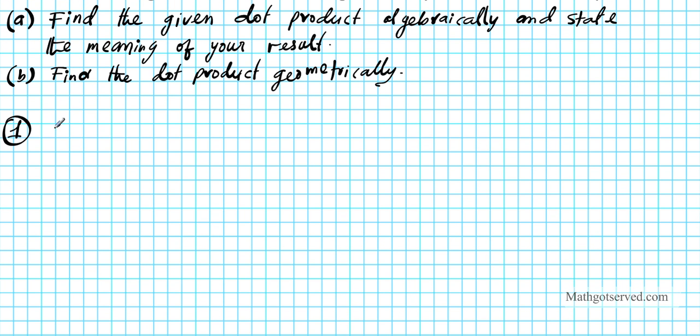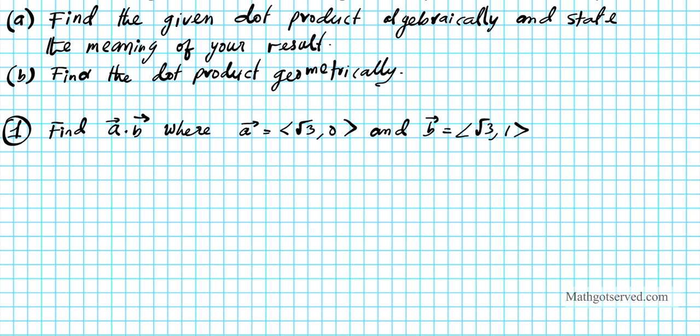Question one, we're going to find vector A dotted with vector B, where vector A is root 3 comma 0 and vector B is root 3 comma 1. All right, so first, let's do the A part. We're going to do the algebraic method.